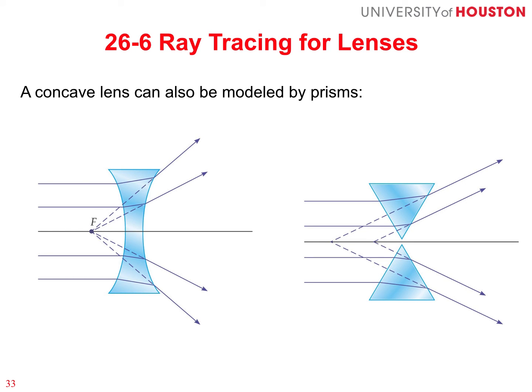A concave lens can also be thought of in the same way, and for a concave lens, what happens is parallel light will hit the lens and the refracted rays diverge. However, one can draw these dashed lines which show a projection of the refracted rays, and it turns out that these dashed lines will meet at a particular point which we refer to as the focal point. Again, the distance between the focal point and the lens is known as the focal length.